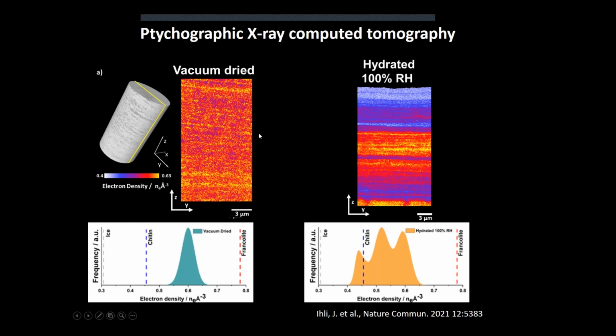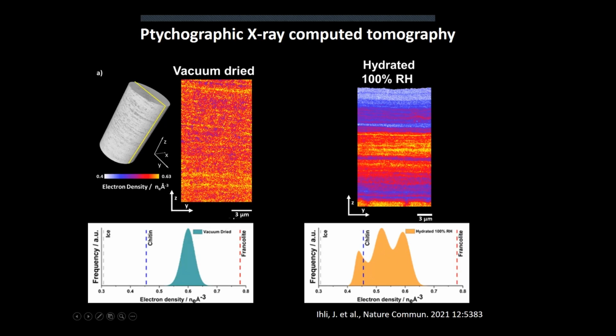But that's all fine. If you look at the shell that has been hydrated, the electron density distribution is very, very different. We have these bands here now of very low electron density that is now approximating or around the value of chitin, if not lower. And looking at the distribution, we have now 3 peaks. One still centered at 0.6, but now one at 0.5 and one below. So what this is showing is that the structure of the shell is changing when water is being absorbed. It's changing at the micron scale.